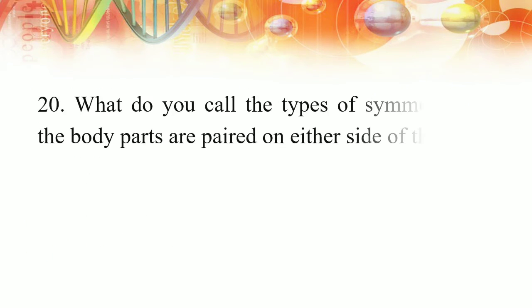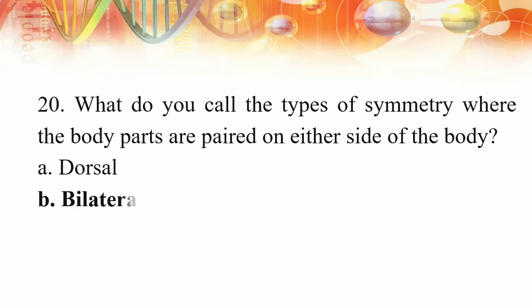Number 20. What do you call the type of symmetry where the body parts are paired on either side of the body? A. Dorsal. B. Bilateral. C. Radial. D. Ventral. Dorsal or posterior refers to the back portion of the body.